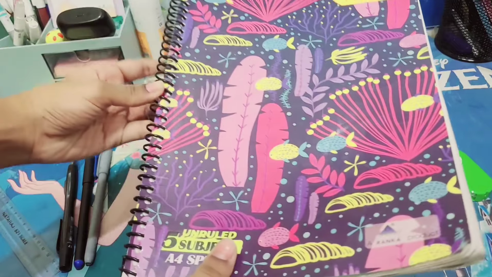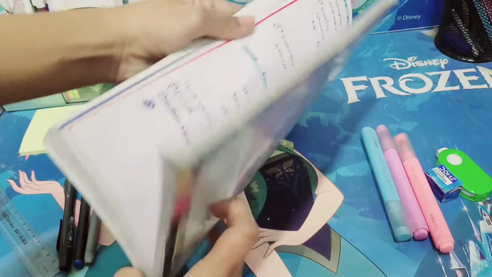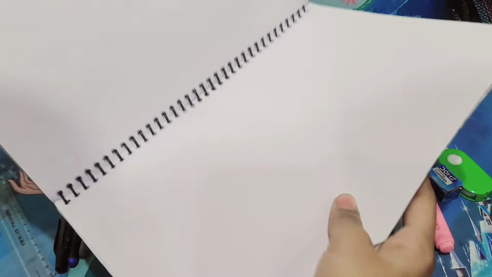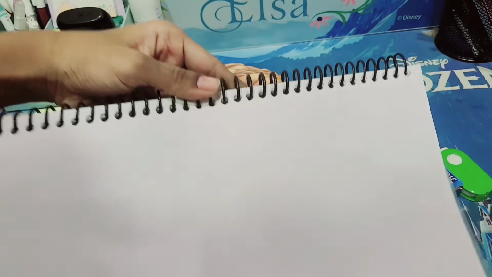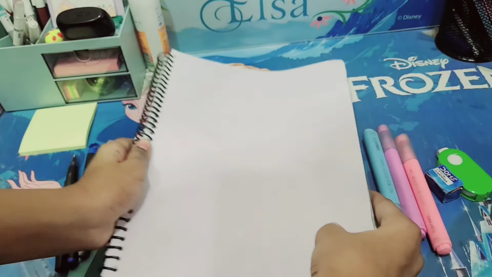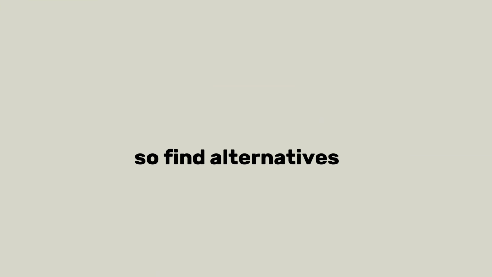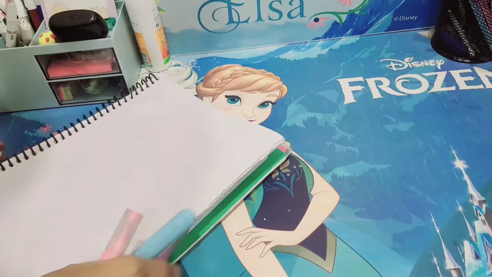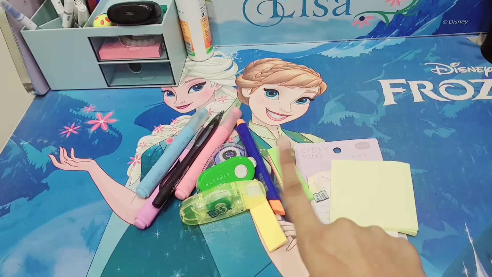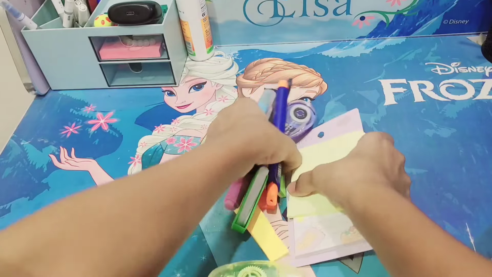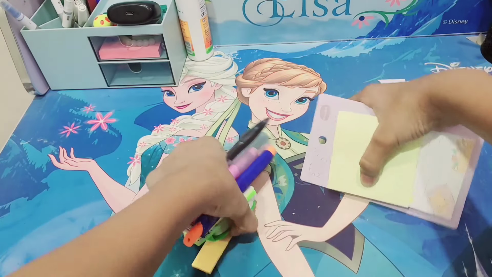I suggest you guys to use these spiral notebooks as they are super convenient to use and they fold easily, so I recommend you guys these. But yeah, it is up to you to use a spiral notebook or a normal notebook. And guys, you don't always need fancy stuff to make notes. You can always find alternatives, so you don't need all this fancy stuff. So let's see a few of the alternatives you can use.